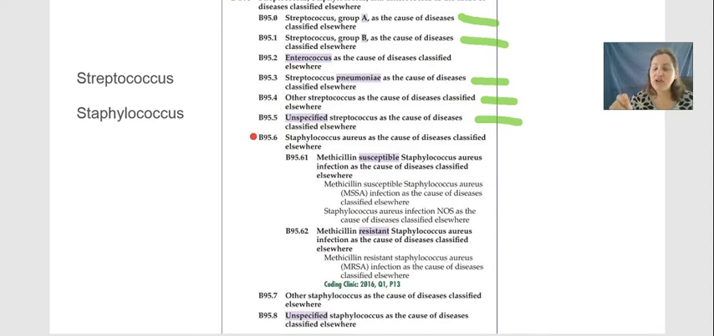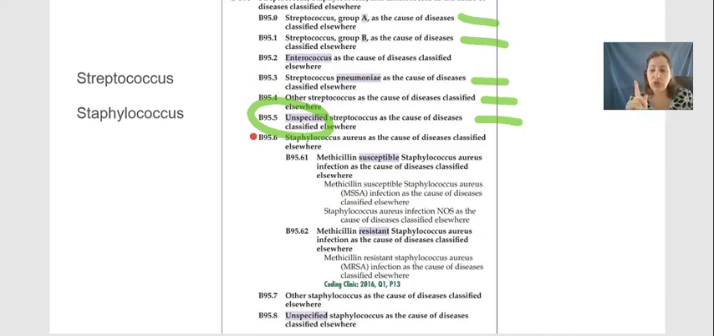So if the doctor did not tell us what kind of strep this patient has, we have to go with this unspecified. Because the doctor didn't tell us. It could be A, B, or pneumo, and the doctor just didn't write it down. So we're going to go with unspecified strep.